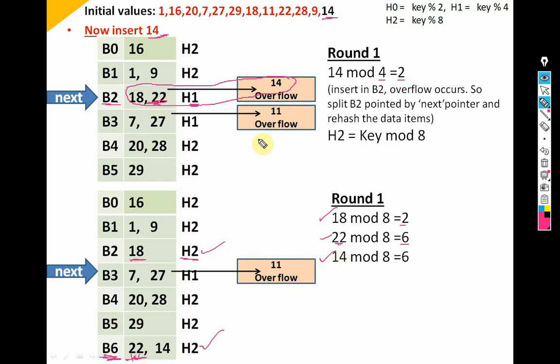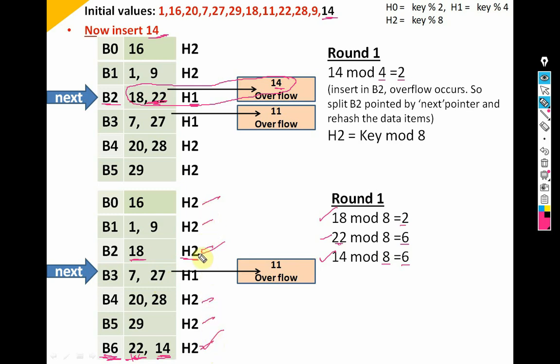Next is 14. 14 mod 8 is 6. 14 is to be placed in the sixth bucket. In the sixth bucket I am placing 14, right? They got adjusted. You notice here all H1s are getting converted to H2.